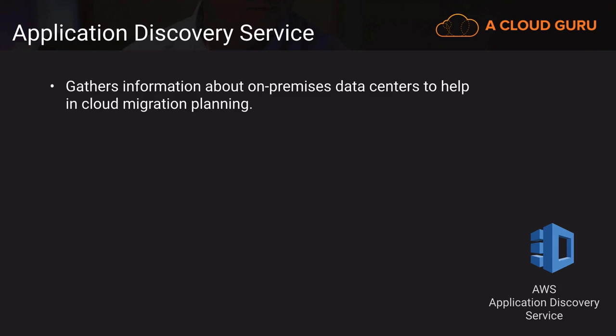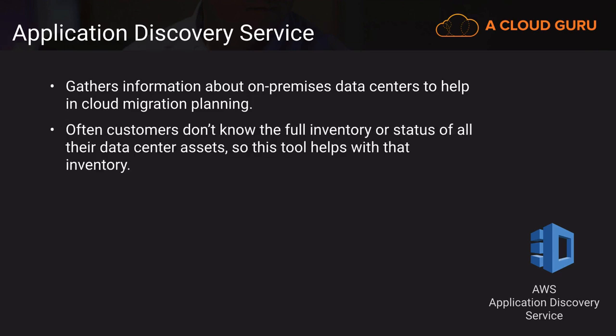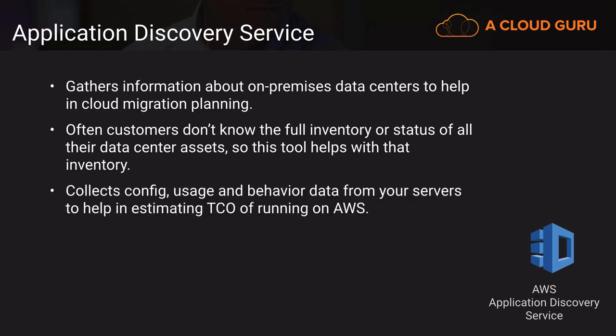Now the Application Discovery Service is pretty nifty. It gathers information about on-premise data centers to help cloud migration planning. And oftentimes, customers just don't even know the full inventory or status of all their assets in their data center. So that's what this service helps with. It collects config and usage data. It also helps in estimating the total cost of running your landscape on AWS.